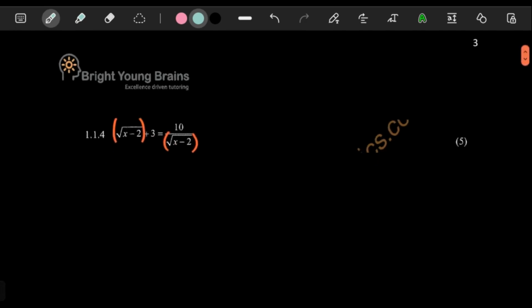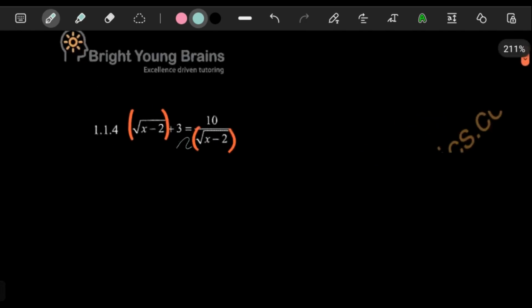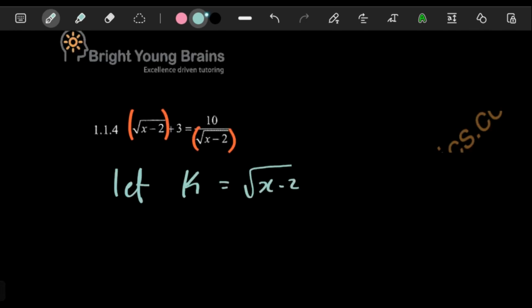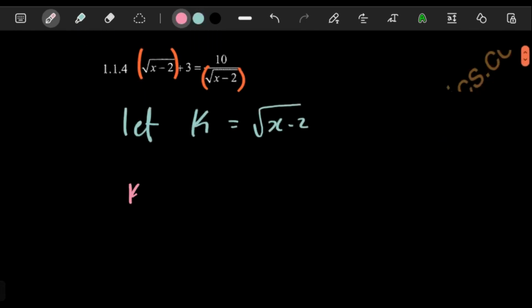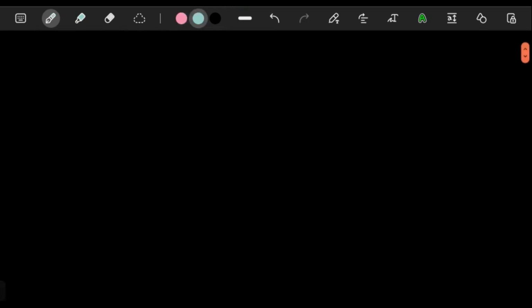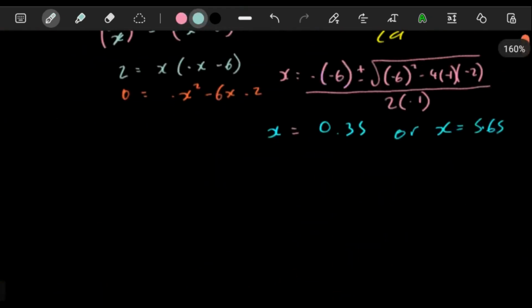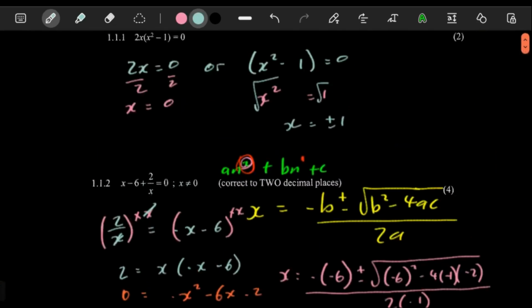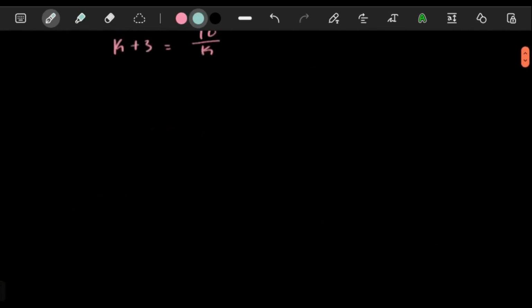You need to make it into one variable. So you can say here, let k equal to square root of x minus 2. So this is going to give you k plus 3 over k. And then here you just have to solve for k. You can see the way this is structured, it looks very similar to this kind of equation. So we at least know what we can do.